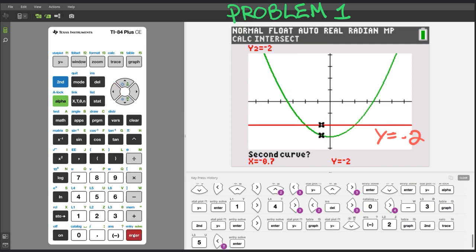First curve, second curve, enter. And then I want to get close to this one. Aha, -2, -2. So the left intersection is -2, -2. How far is that from the y-axis? Well, 2 units.